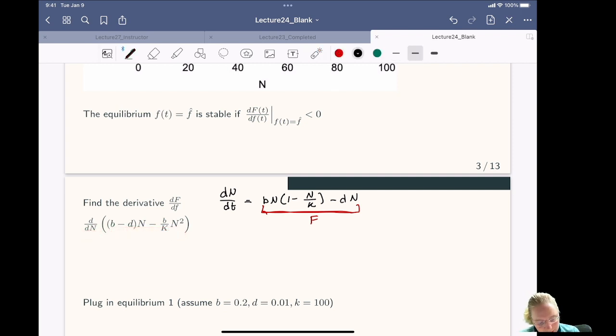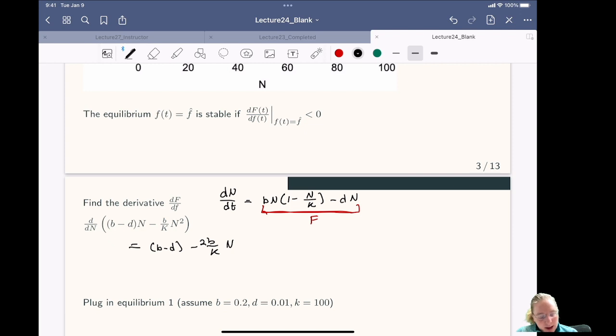So let's do that derivative. All right, you guys know how to do this. We can split this derivative up into two terms depending on the sum. The b minus d is just a constant, dn dt is 1. Then we have the second term, b over k is a constant. We use the power rule, and we have 2b over k times n.